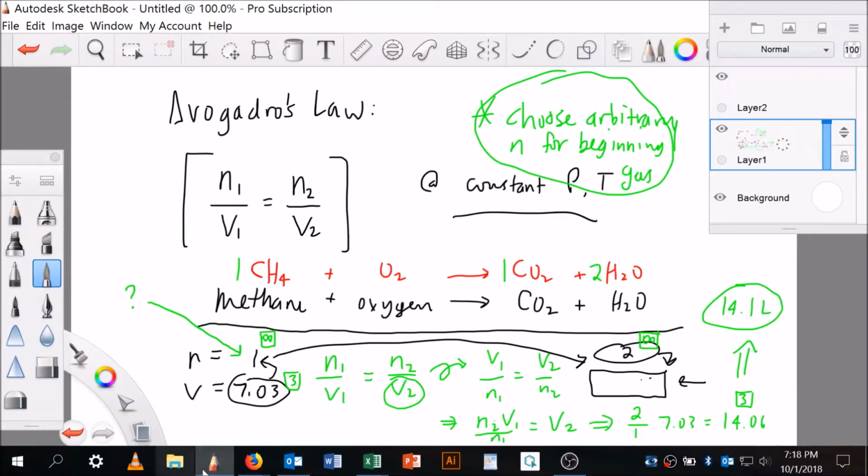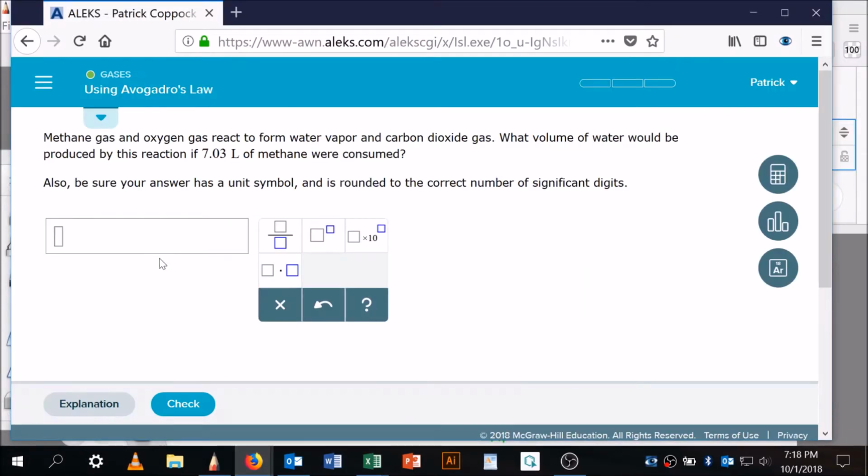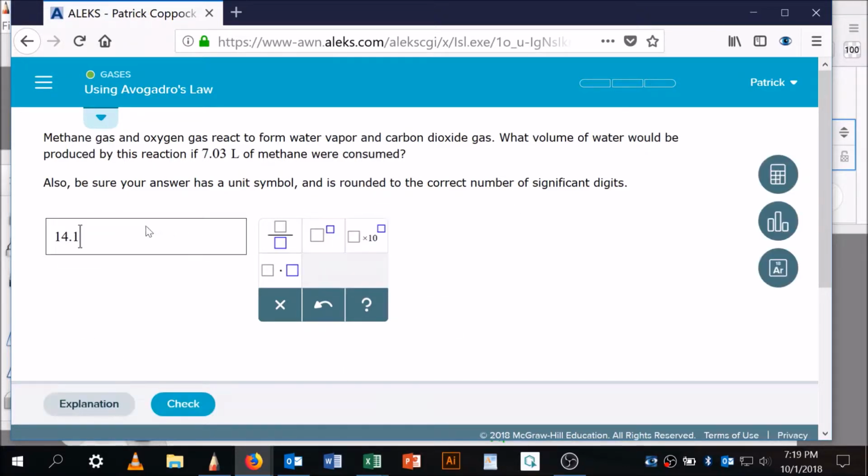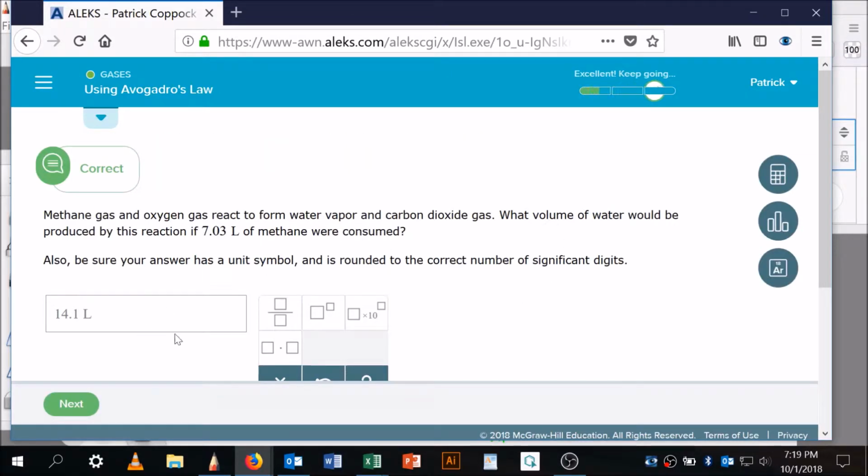So let's go back and go to Alex. Got this open, 14.1. Give me some green here. The green, show me it's correct. And I may end up doing, oops, didn't put the units in there, liters. And I may end up doing another problem. Let's do another problem, okay? So we got our green here.